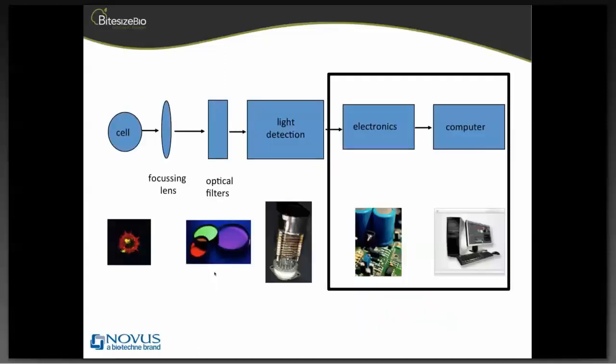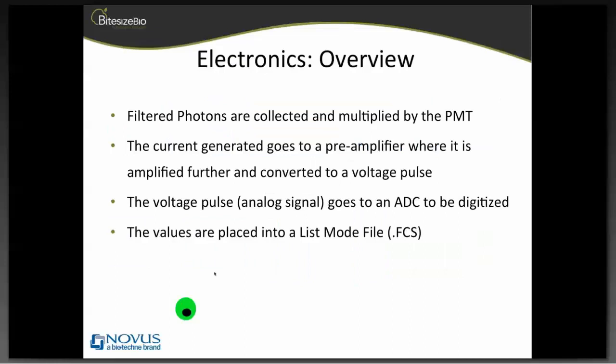So we've talked about cells going through the machine in the fluidics, how they've gone through optical filters, and how they've been detected in a PMT. Let's now talk about the electronics and how we can see the data. Our filtered photons are collected and multiplied by our PMT. That current is then generated, goes into a preamplifier where it's amplified further and converted to a voltage pulse. This pulse goes to an ADC to be digitized, and those values are found in a list mode file, which is a .fcs file.